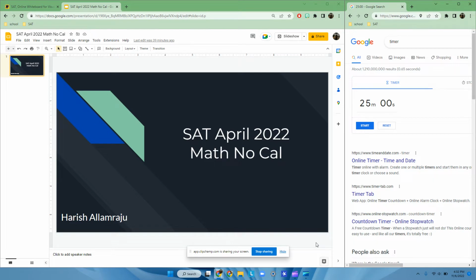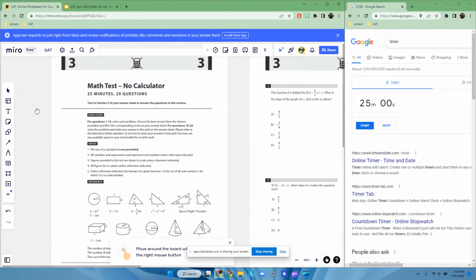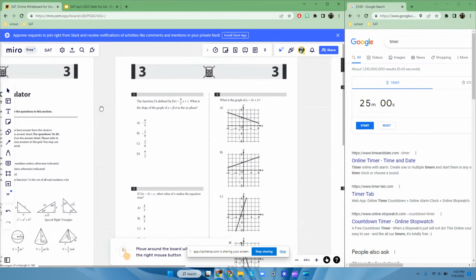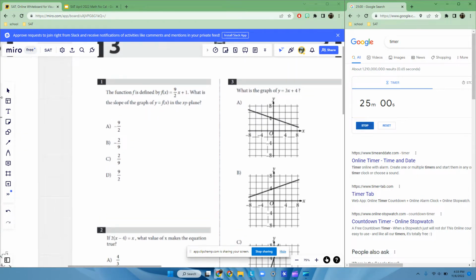Today I will be attempting the SAT April 2022 Math No Calculator section. So let's begin. Before we start, we always remember our 25-minute timer. So let's begin. Okay, first question.